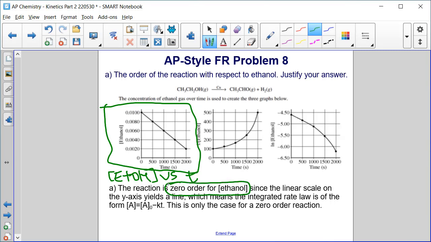And that means that the reaction is zero order for ethanol concentration, since the linear scale on the y-axis yields a line, which means the integrated rate law is of the form concentration of A is equal to the initial concentration minus KT. Sometimes we'll see this as A minus A0 equals minus KT on our equation sheet, right? And this is only the case for a zero order reaction.